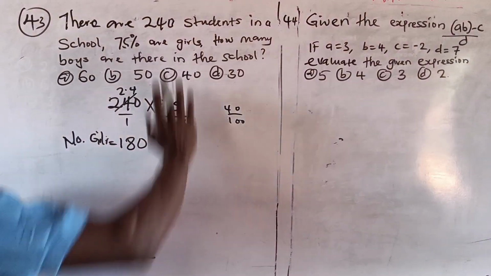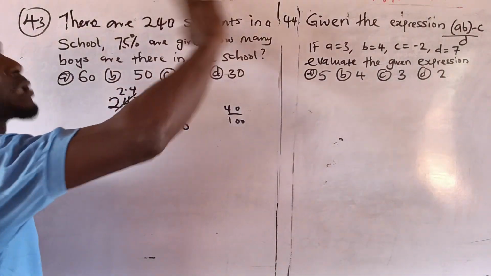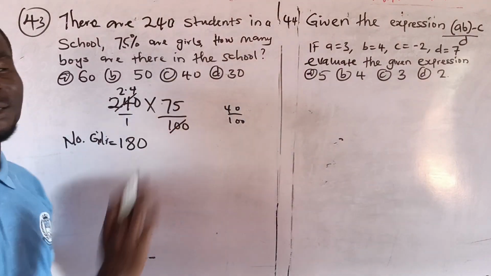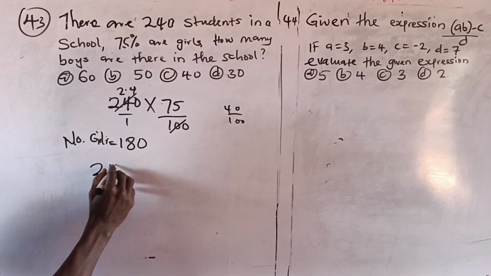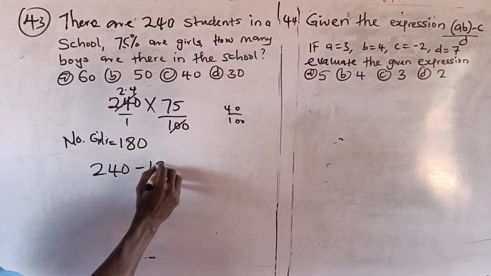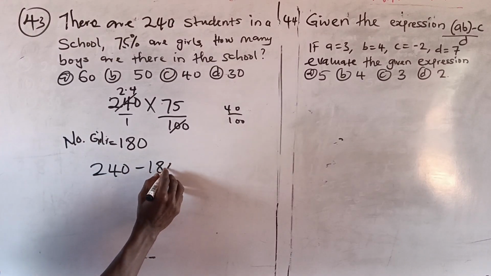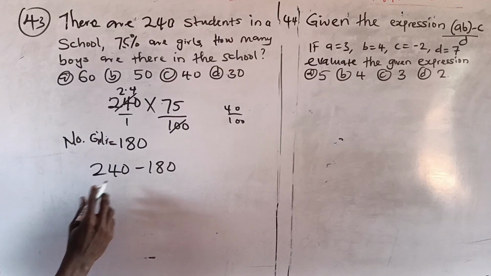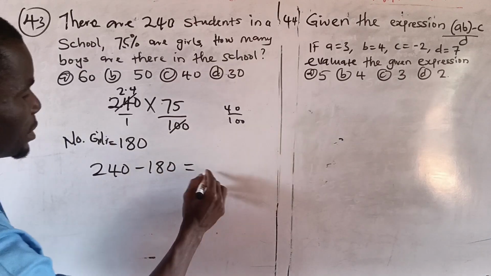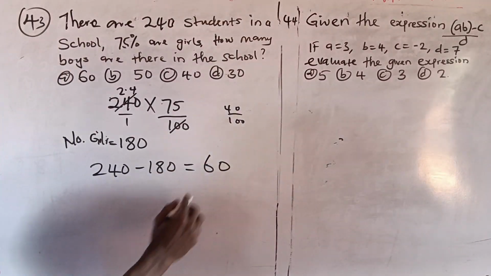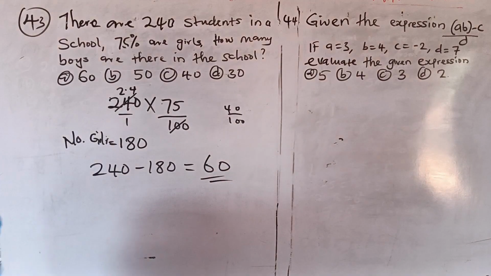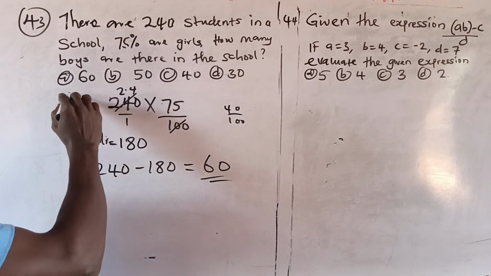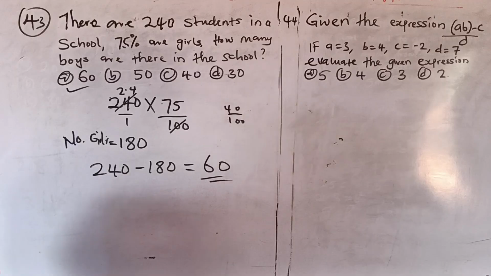So we are going to subtract it from the total number of students in order to get the number of boys. The total number of students is 240. 240 minus 180 is going to give us 60. So right now we have 60 boys. The answer here is option A.